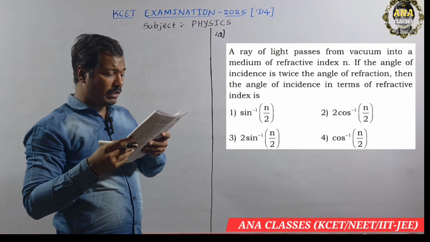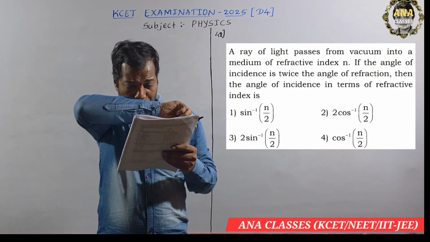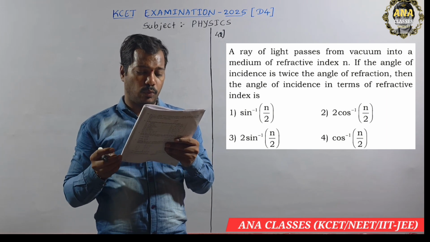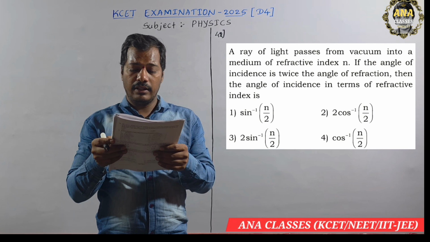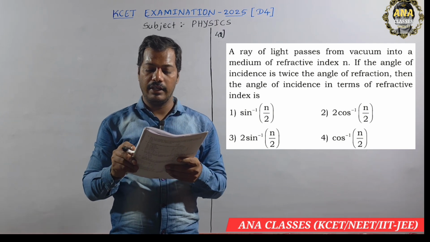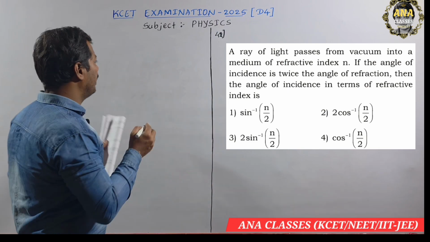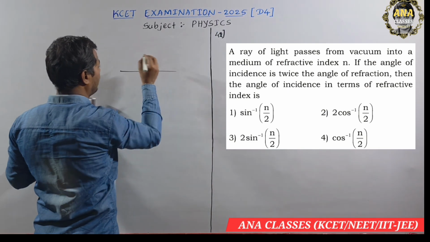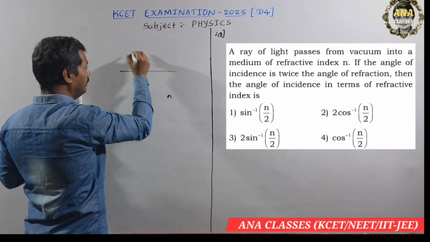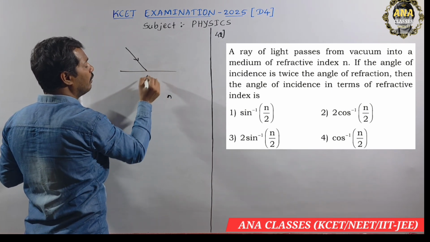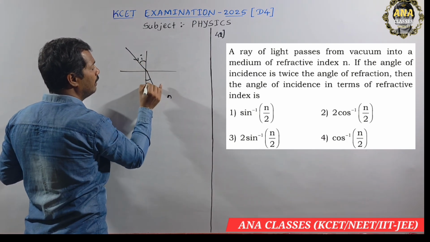Question number 42: a ray of light passes through the vacuum into a medium. The refractive index is n. The angle of incidence is twice the angle of refraction. Then the angle of incidence in terms of what refractive index is asked. Very simple, let us do it. The ray of light is traveling from vacuum to the medium of refractive index n. The ray of light is incident on the interface. Here we have to draw a normal. This is the angle of incidence i, this is the angle of refraction r.